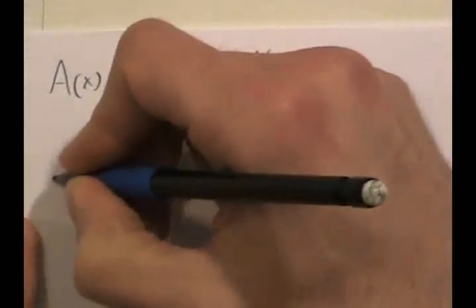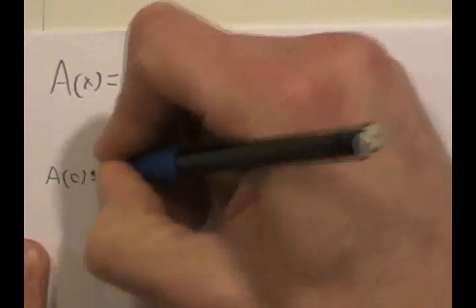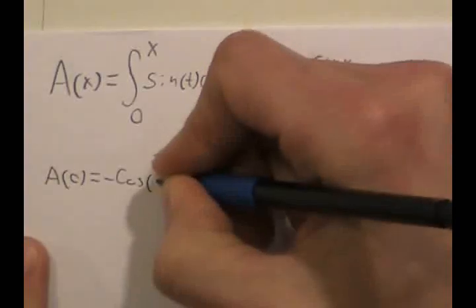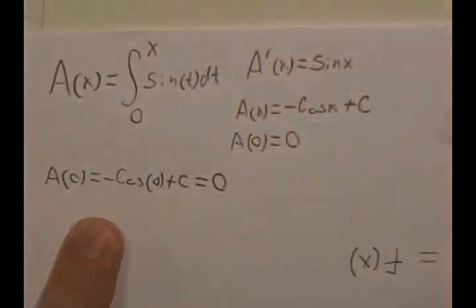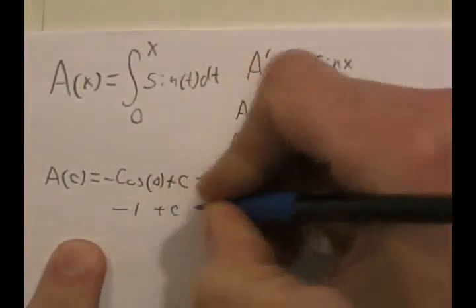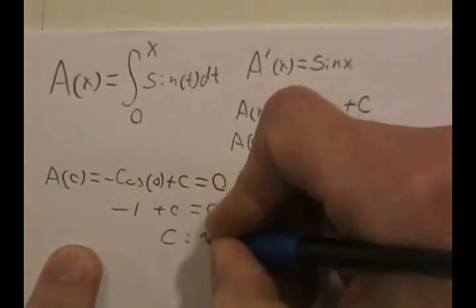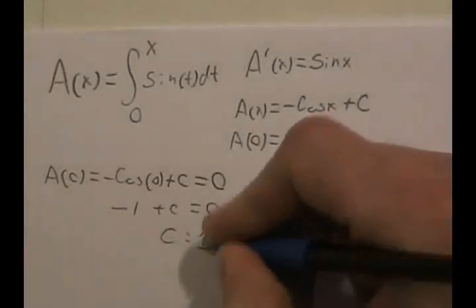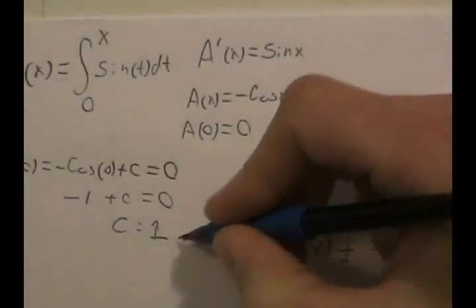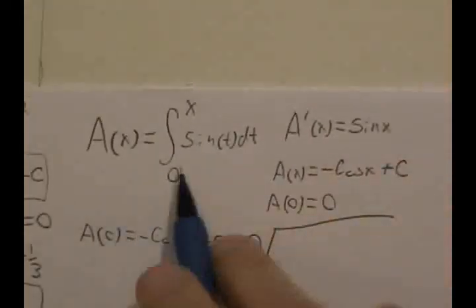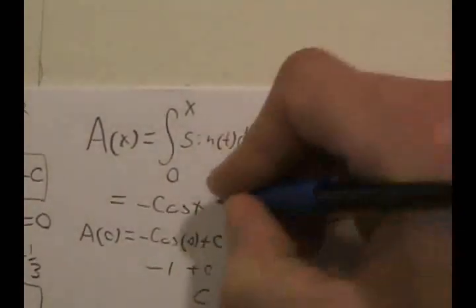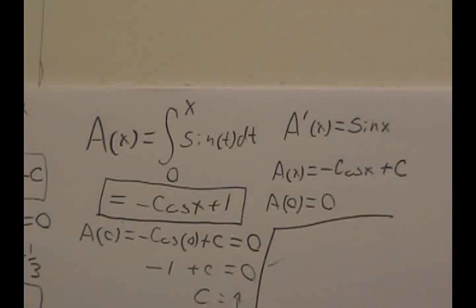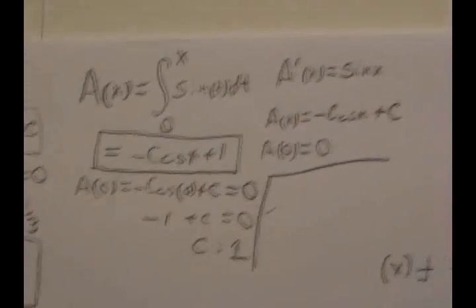So, let me write it over here. a of 0 equals minus cosine of 0 plus c, which has to be 0. The cosine of 0 is 1, so that's minus 1 plus c equals 0, so c is 1. And so therefore the function itself, a of x, is actually minus cosine x plus 1, via antiderivatives. Now I'm applying this concept to these specific functions here.